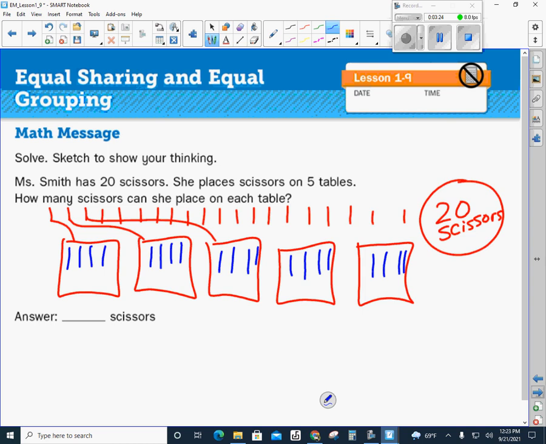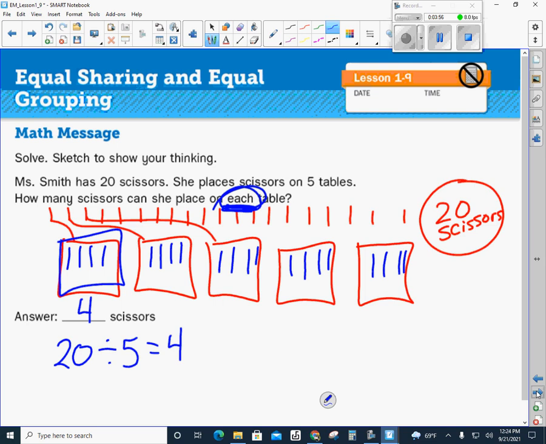So it wants to know how many scissors she can place on each table. And on each table, there are 4. Now this problem didn't ask you to do it, but you could think about this as a number model. You were taking 20 pairs of scissors, dividing them up between 5 tables, and each table gets 4 scissors.